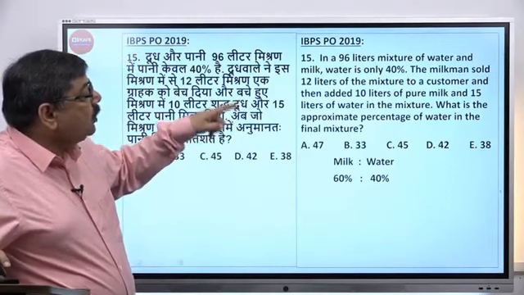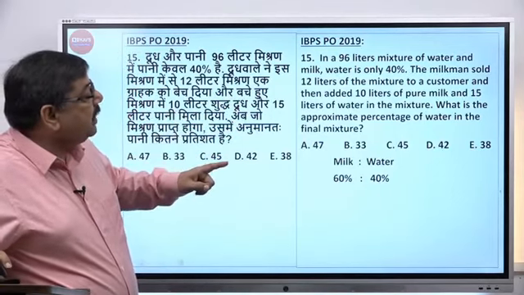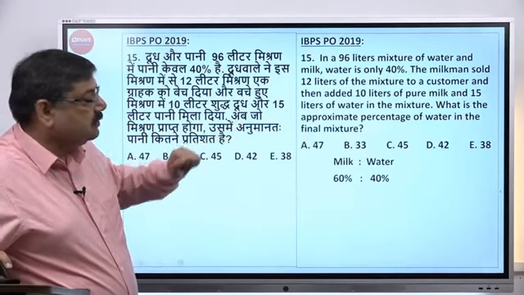Now the milkman sold 12 liters of the mixture to a customer and then added 10 liters of pure milk and 15 liters of water in the mixture.